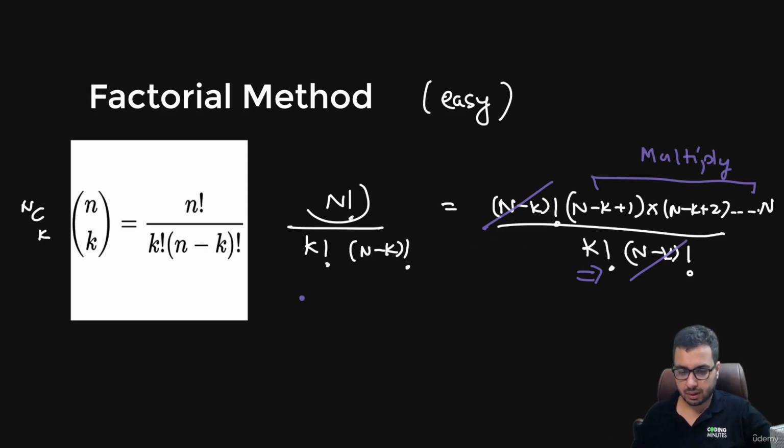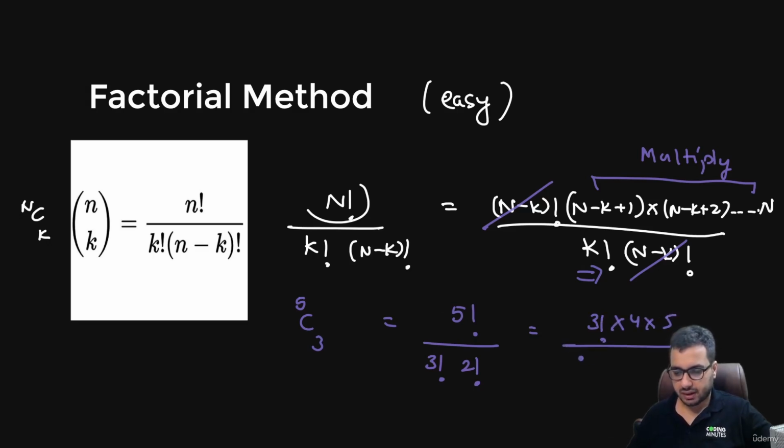If I give you an example of, let's say, 5C3, you write it as 5 factorial divided by 3 factorial and 2 factorial. You can write 5 factorial as 3 factorial multiplied with 4 and 5, divided by 3 factorial into 2 factorial. So this goes off, and effectively you are left with 5 into 4 upon 2, which is 10. So that simplifies your work.